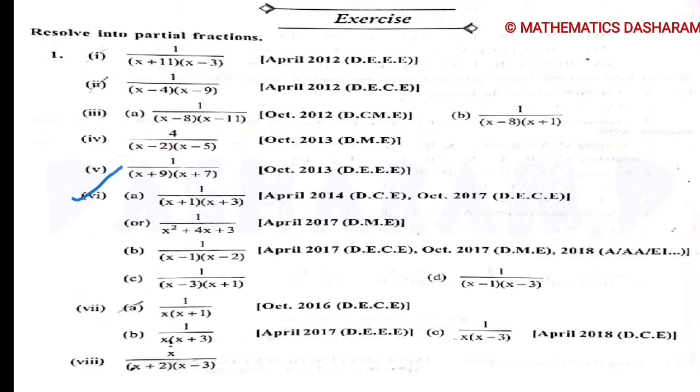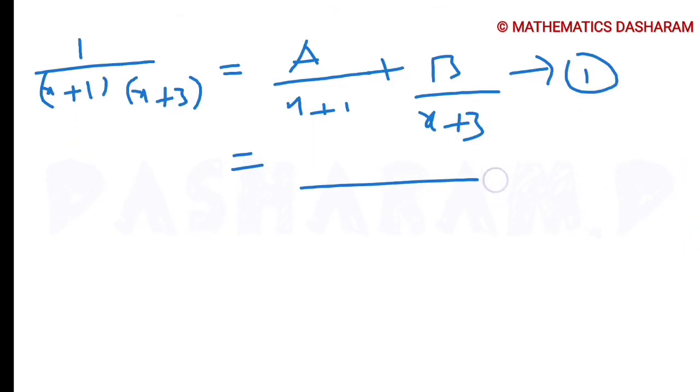So next is the sixth question. In the sixth question there are 4 problems: A, B, C and D. So here, problem A: 1 by x plus 1 into x plus 3, and he mentioned 1 by x square plus 4x plus 3. That means this denominator is factorized and given in the question itself, so no need to factorize. And here the denominator is x plus 1 into x plus 3. So these are non-repeated linear factors. So equation 1, and here x plus 1 into x plus 3.